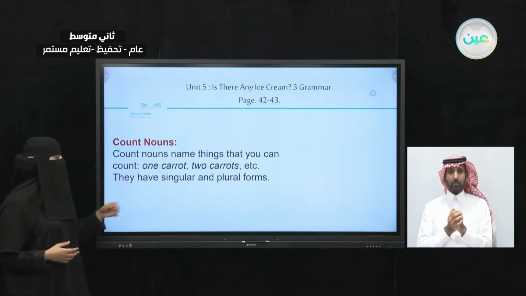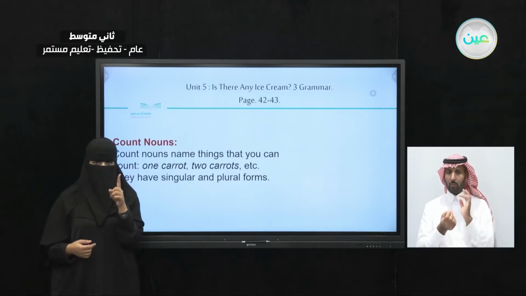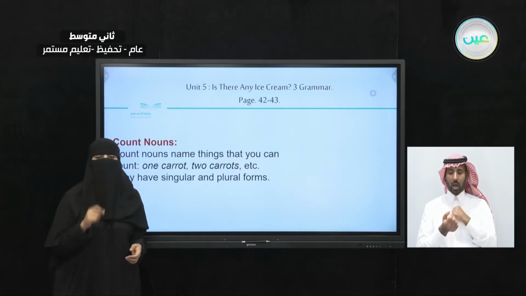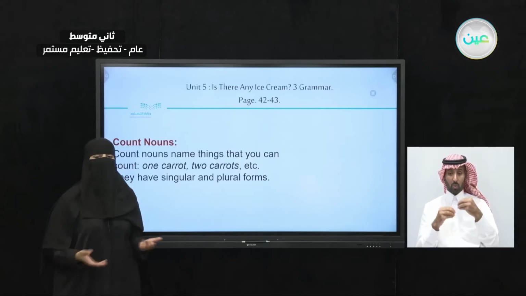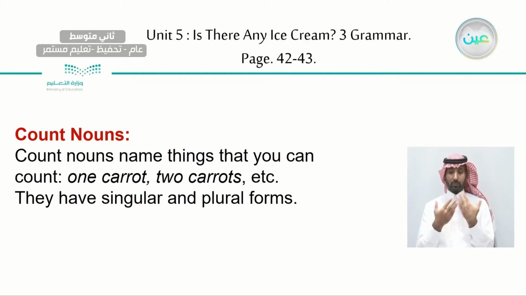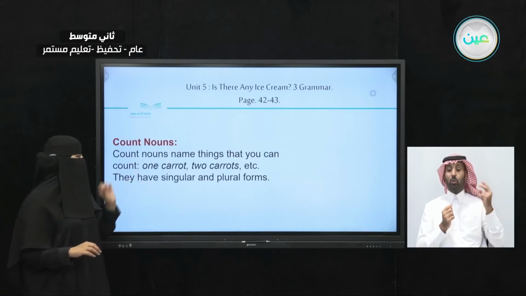Okay, so they have singular and they have plural. I have 1 carrot, or I have 3 carrots. See, we did add S at the end of the word carrots because it's more than one. It's plural. How about, let's try chair.